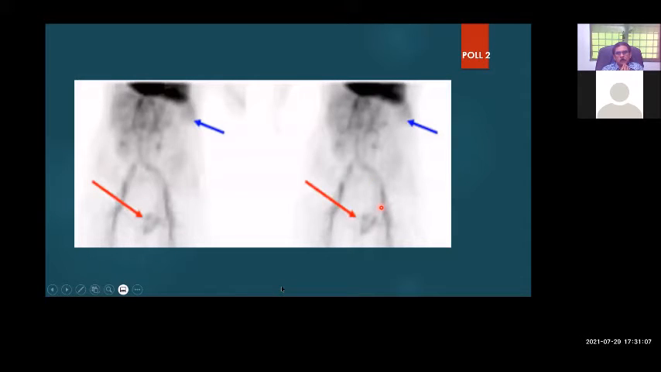Okay, here again it shows you another leakage of the RBC, tagged RBC, lower down, probably the sigmoid colon or even rectum.